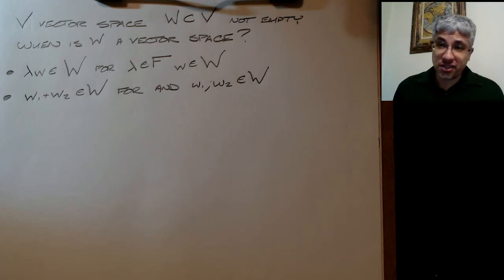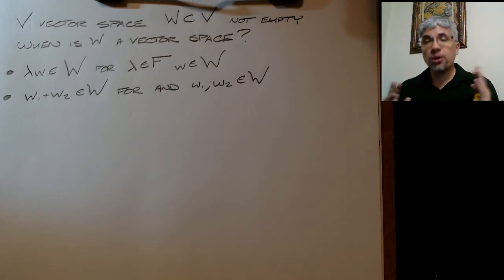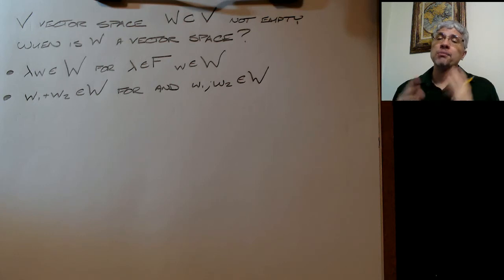We don't have to check the distributive law. We don't have to check for the identity multiplying a vector. Those rules all work because they work in V. And if we're adding and multiplying vectors that are in W, those vectors are also in V. So what do we have left?